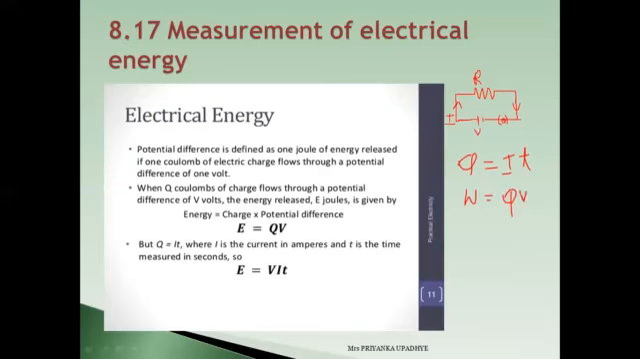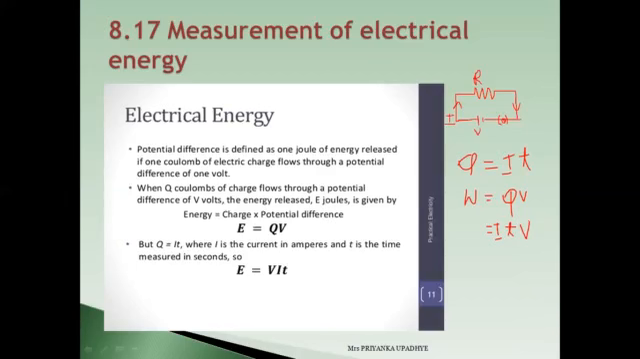Now we know that Q is equal to I into t, the amount of current passing in time t. So it will be I t into V. So what we get?